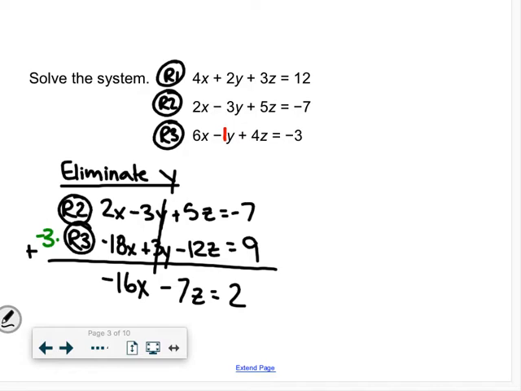So you can label it whatever you want, A and B, whatever. I'm going to call it R4. It's my next row. Okay, it's a new equation.